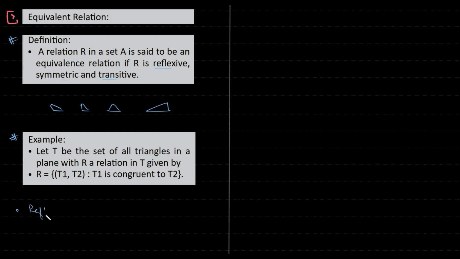So first things first, let's talk about reflexive. What is reflexive? Well, our element should be related to itself under the relation R. So in this case, is a triangle related to itself? Yes, a triangle is congruent to the same triangle. So I can put it in this way: a triangle is congruent to itself. Right? If I copy paste this triangle, these two are congruent by default.